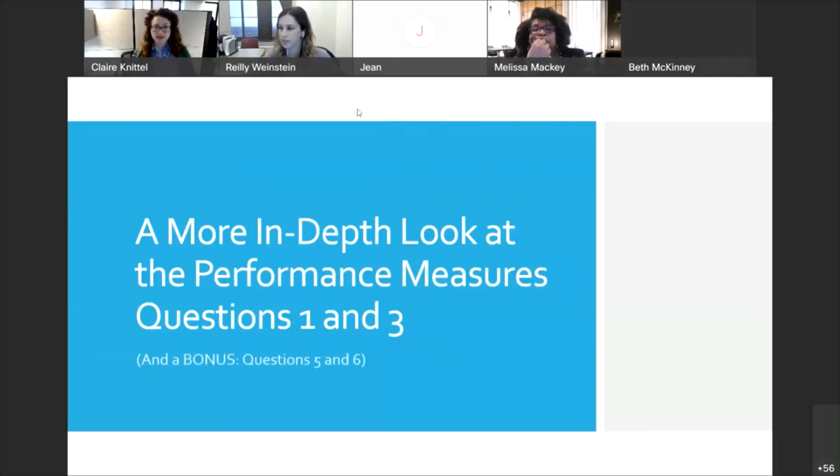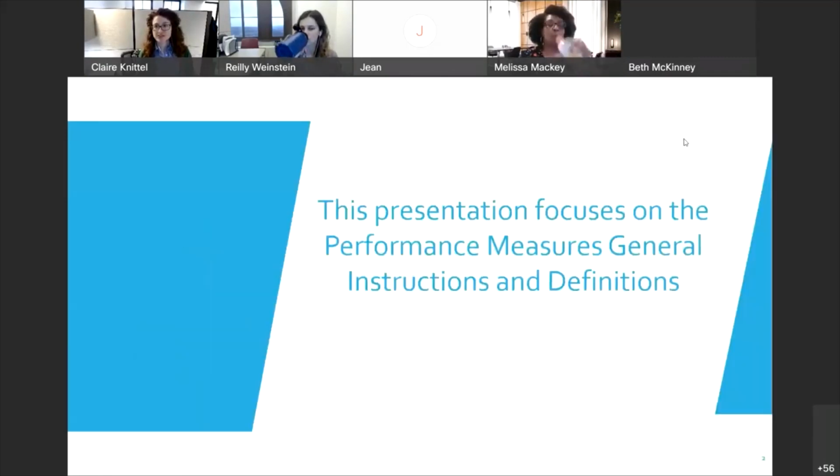So as Riley started us off, we're doing a more in-depth look at the performance measures, questions 1 and 3. And just because we feel so generous, we are also going to do a bonus bit on questions 5 and 6. So this presentation focuses on the performance measures, general instructions, and definitions. If you have your printed PDF of the performance measures, feel free to reference it. It could be helpful to look at it and follow along as we go through.